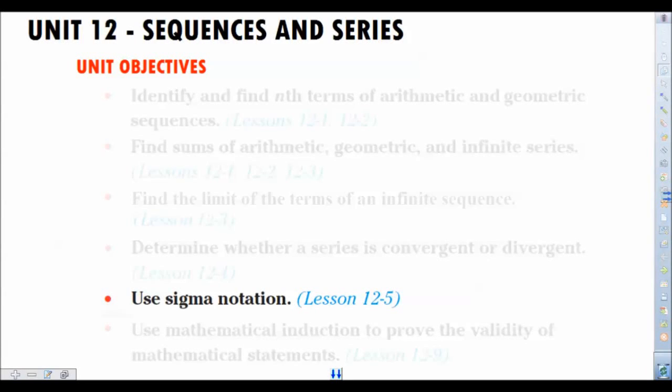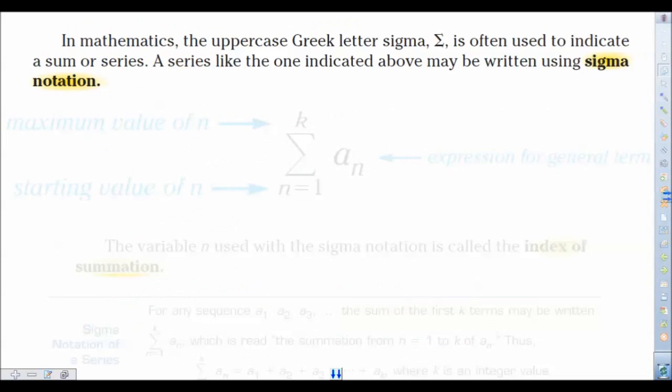Okay, 12.5, sigma notation. Let's get right into that. So whenever we want to express a sum and not have to write out every single stinking term in a series, especially when you're getting into the upper teens and 20s and 30s in terms of number of elements in a series, you're going to want to shorten that up. Like I've said many times before, mathematicians are lazy. They want to be able to write with the least amount of stuff possible.